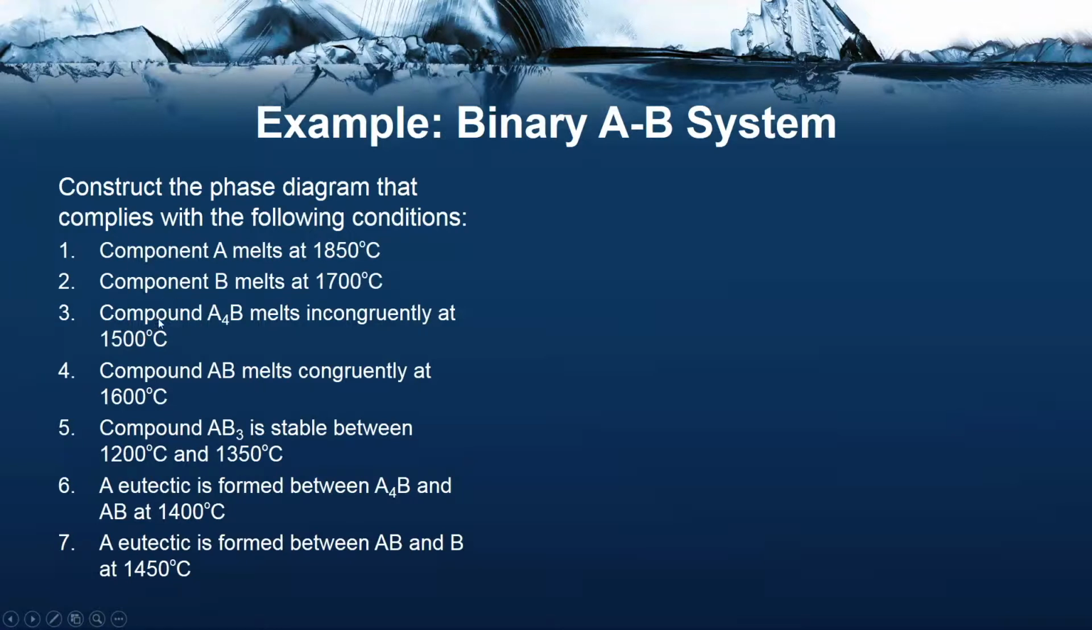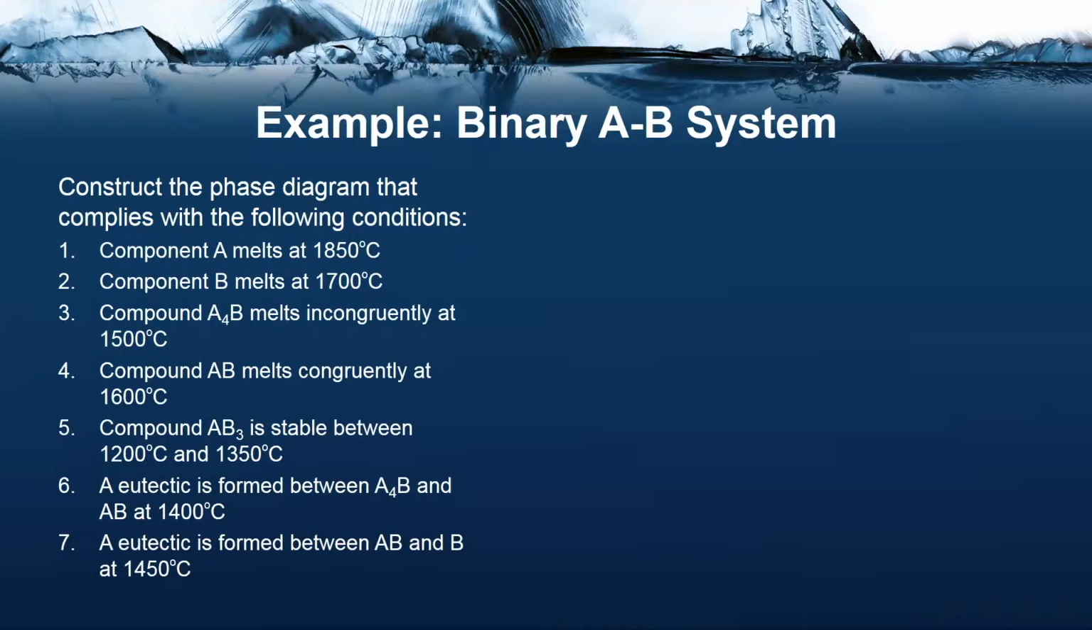Third one, there's an intermediate compound, A4B, that melts incongruently at 1500 degrees Celsius. There's another intermediate compound, AB, which melts congruently at 1600 degrees Celsius. We also have a compound, AB3, that is stable between 1200 and 1350 degrees Celsius. Furthermore, there's a eutectic that is formed between A4B and AB at 1400 degrees Celsius, and there's a eutectic that is formed between AB and B at 1450 degrees Celsius.